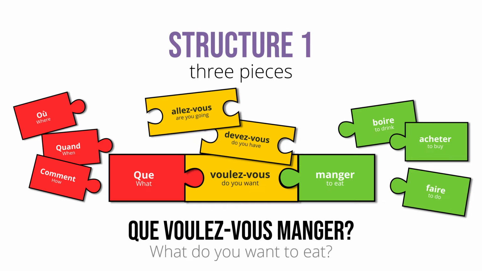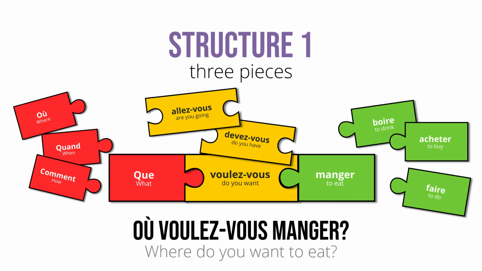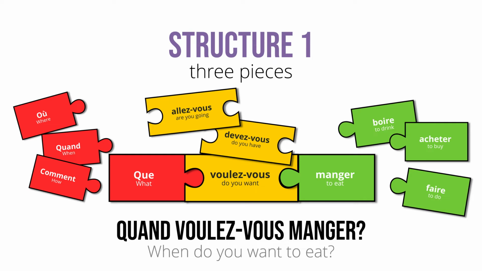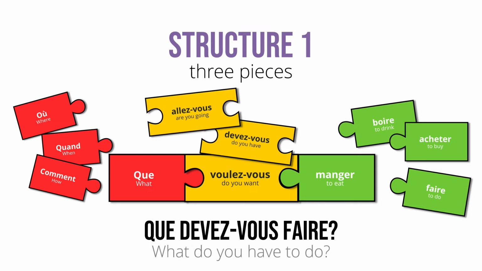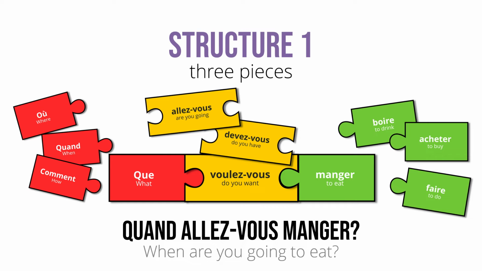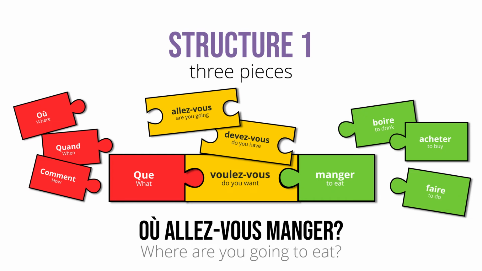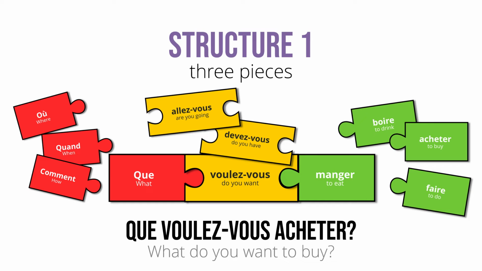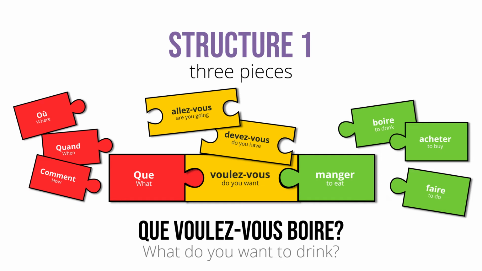Que voulez-vous manger? What do you want to eat? Où voulez-vous manger? Where do you want to eat? Quand voulez-vous manger? When do you want to eat? Que devez-vous faire? What do you have to do? Quand allez-vous manger? When are you going to eat? Où allez-vous manger? Where are you going to eat? Que voulez-vous acheter? What do you want to buy? Que voulez-vous boire? What do you want to drink?